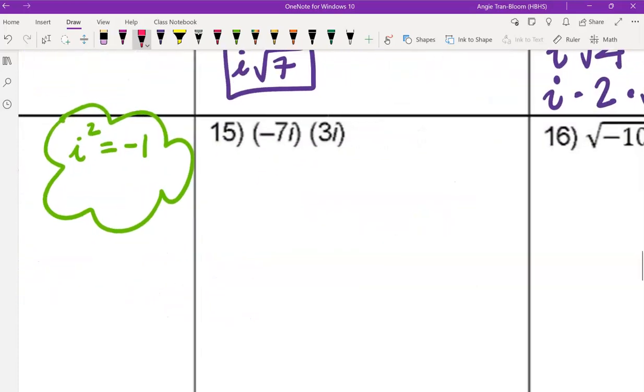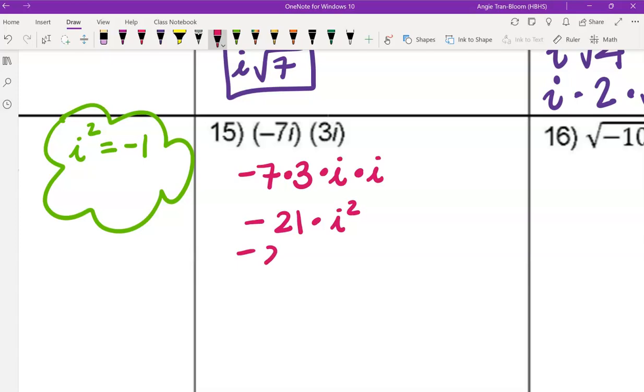All right, this one, again, put all the real numbers together. Negative 7 times 3 times i. That's going to be negative 21 times i squared. Negative 21, i squared is negative 1. So negative 21 times negative 1 is a positive 21.